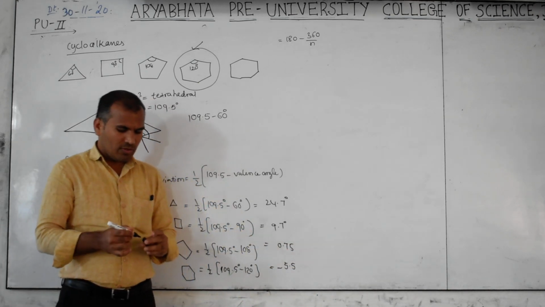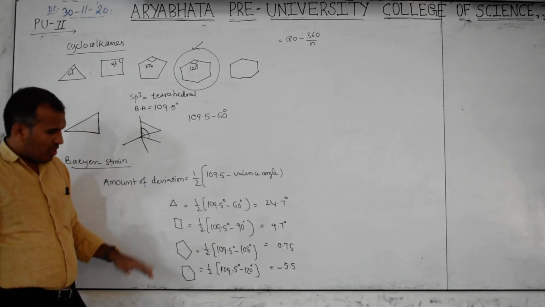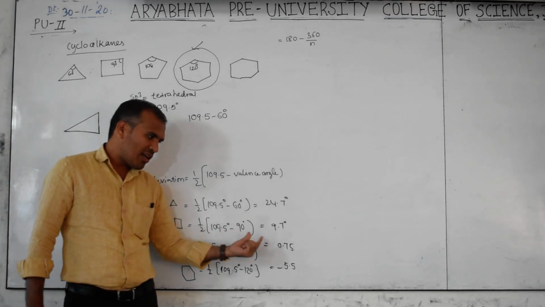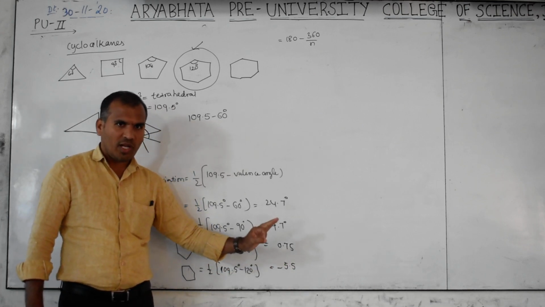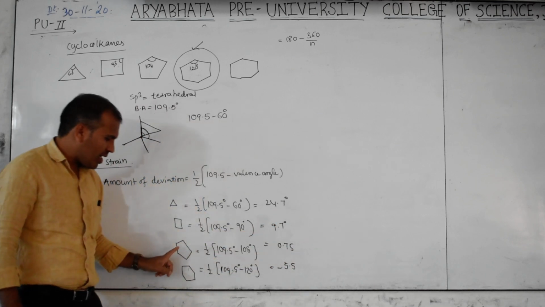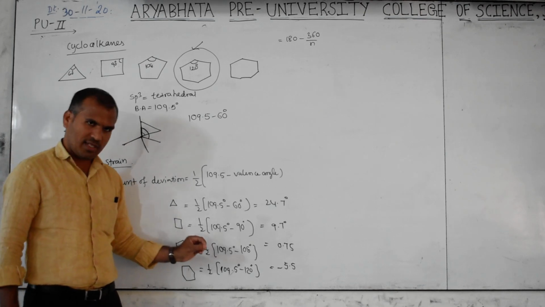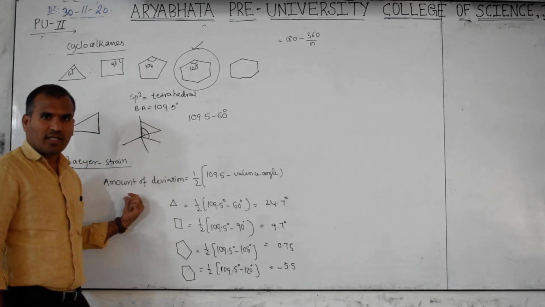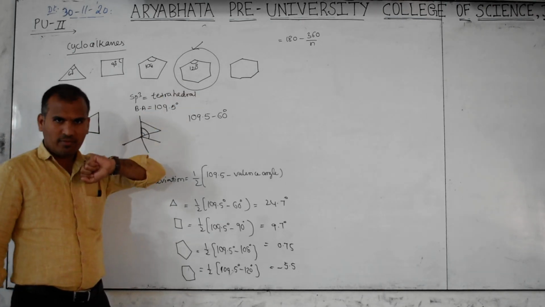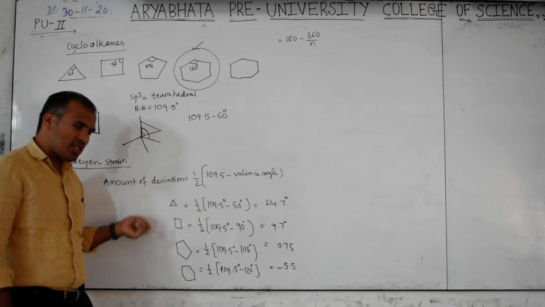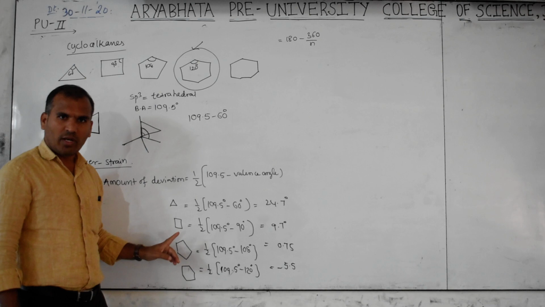So according to Bayer's strain theory, the one having the lower amount of deviation, not minus, only the positive value, is the stable one. If you consider the positive value, cyclopentane has the lowest. Therefore, although I already told you the 6-member ring is stable, according to Bayer, cyclopentane is stable. Got the point?